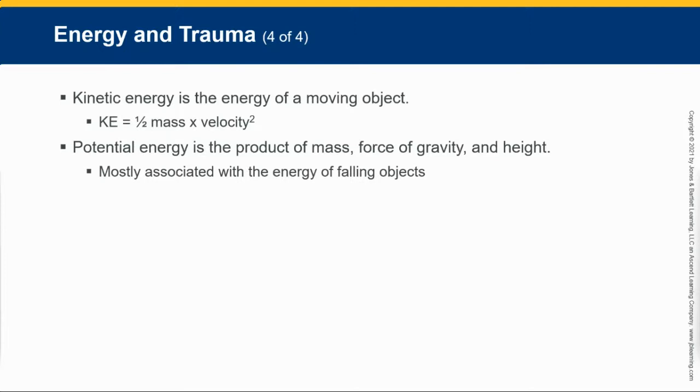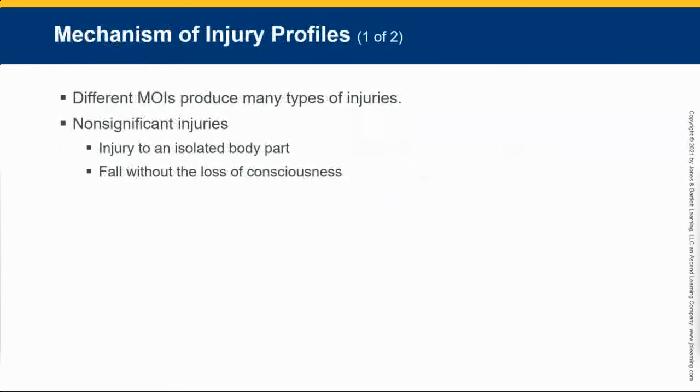And then we have potential energy, which is usually associated with energy from falling objects. Potential energy is we take the weight of an object plus how far it's going to fall, and we factor in gravity and that type of thing in order to determine the force behind it.